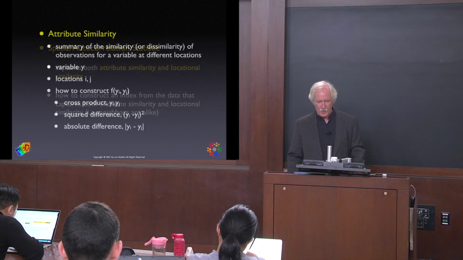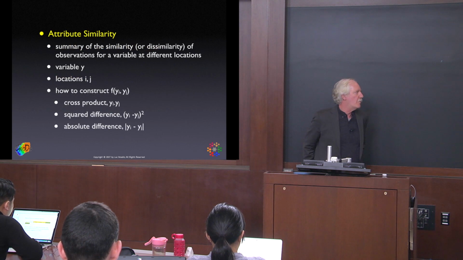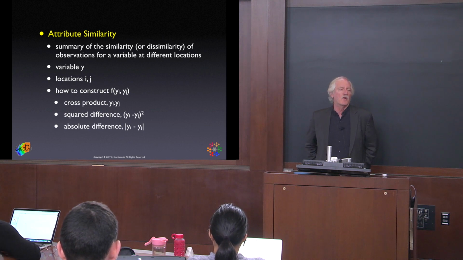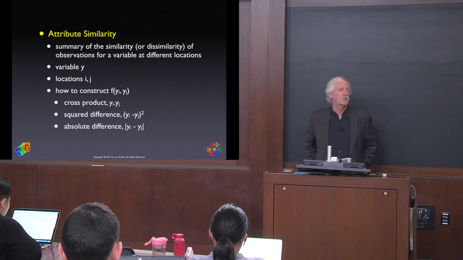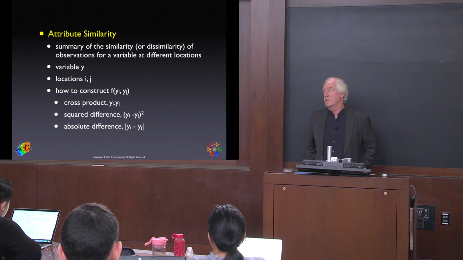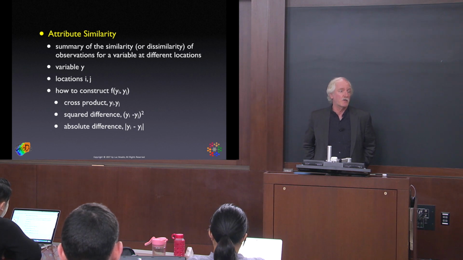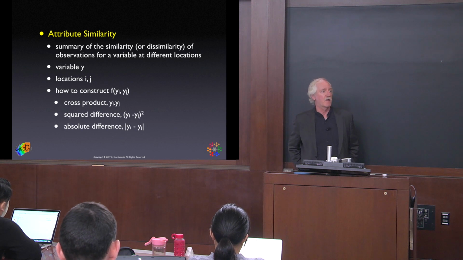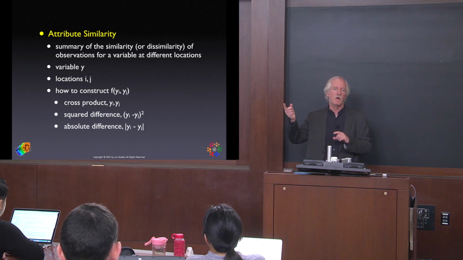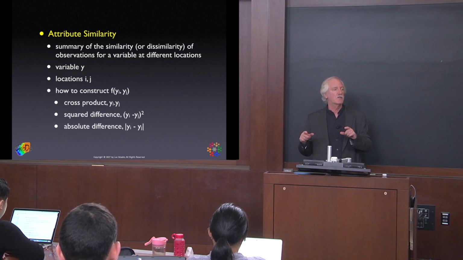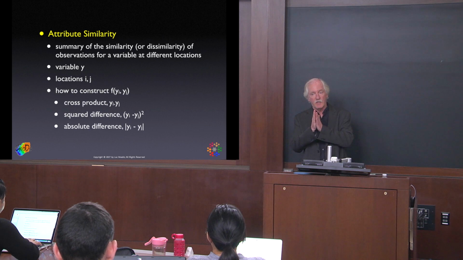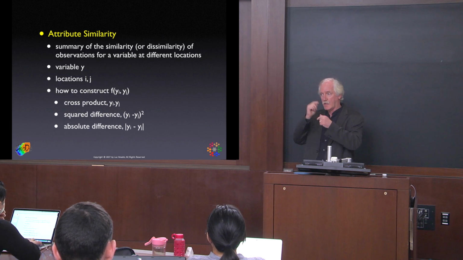So if we have attribute similarity, there are a number of different measures out there. You're probably very familiar with some of them, like the Pearson correlation coefficient. That's just a cross product, right? Dissimilarity would be square differences. The square root of square differences is a distance measure. Absolute differences, these are all dissimilarity measures. So similarity measures have higher values when things are more similar. Dissimilarity measures have smaller values when things are more similar. If they're very similar, the difference between them is very small. So they're kind of the opposite.